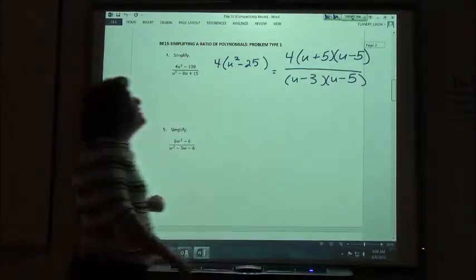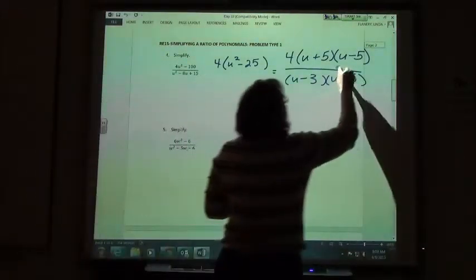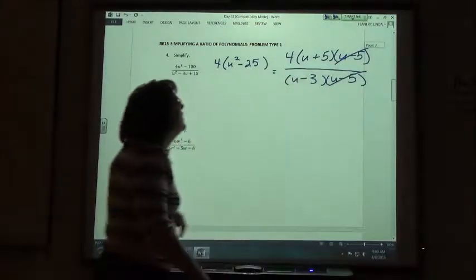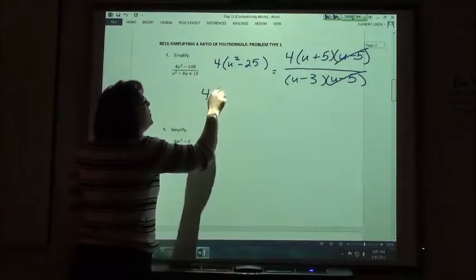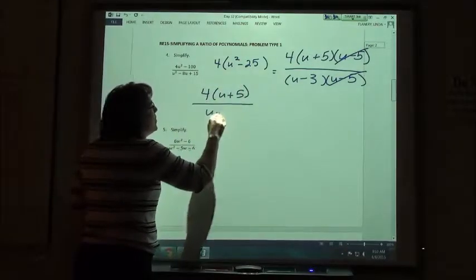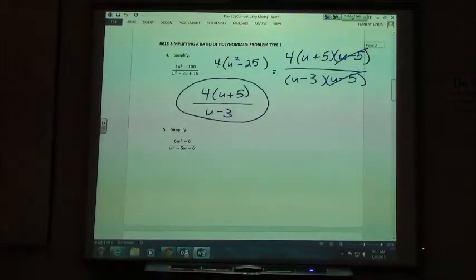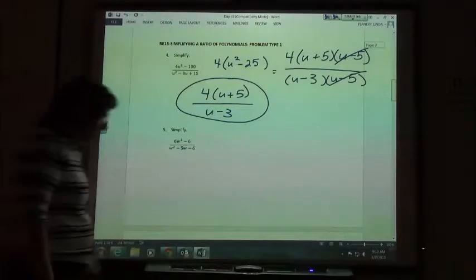What you should notice is that one pair of those factors is the same. We can then cancel it out of our fraction. In this case, we can cancel out the u minus 5s. So my answer is going to be 4 times u plus 5 on the top. On the bottom you have the u minus 3. You really don't need the parentheses since it's no longer times anything. And we're going to leave our answer like that in factored form. You don't need to multiply the 4 times the u plus 5 out on top. Yeah, I suppose you could if you really wanted to, but that'd just be more work.